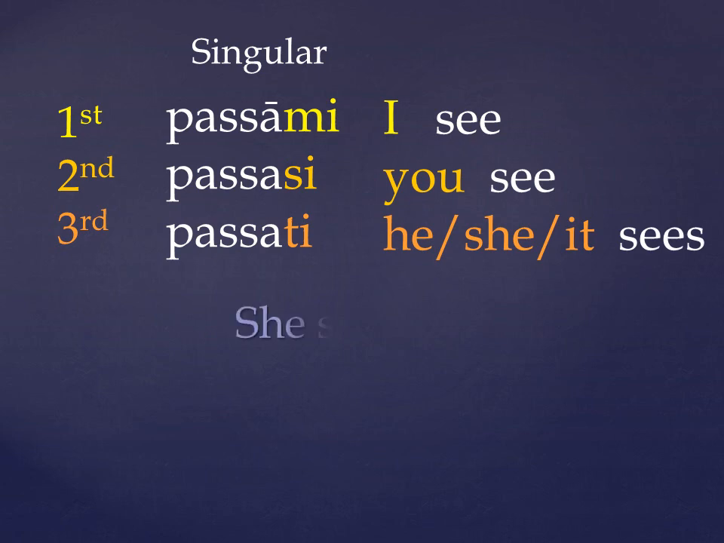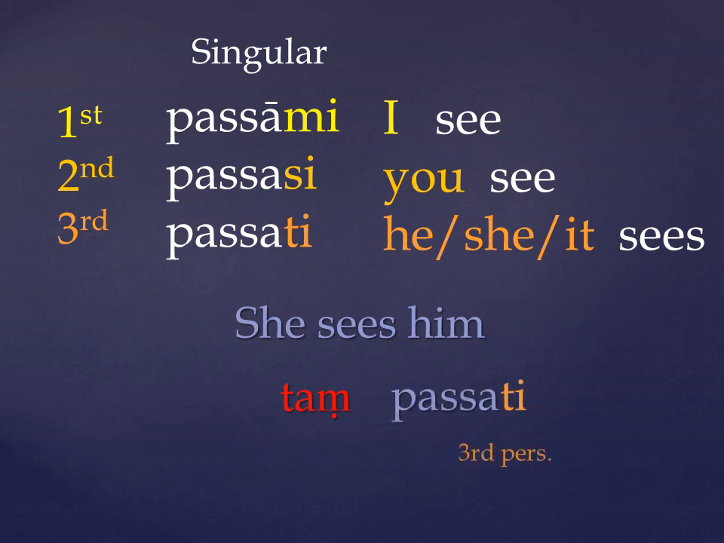So in Pali, our example, she sees him, would more often be expressed just as tang pasati, because the ending of the verb expresses the third person singular, and so it implies he, she or it as the subject. Of course, we'd have to guess from context whether a male, female or neuter subject was being referred to. Well, that's the subject and direct object forms, but what about prepositional objects?